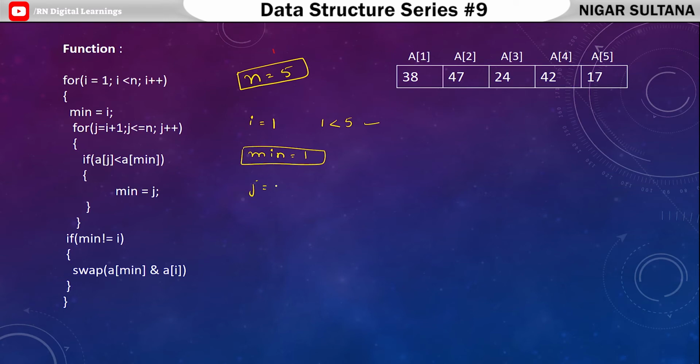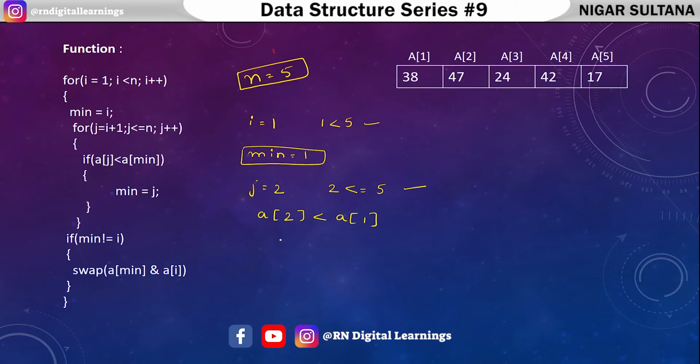i is 1, 1 plus 1 is 2. Check the condition. Is 2 lesser than or equal to 5? Yes, it's true. If it is true, enter into the loop. I have one if condition for comparing the current element with the minimum value. Now, is a of j, that is a of 2, lesser than a of min? Min value is 1. What is a of 2? a of 2 is 47. Is 47 lesser than a of 1, which is 38? It is false. If this if condition is false, no need of executing this statement.